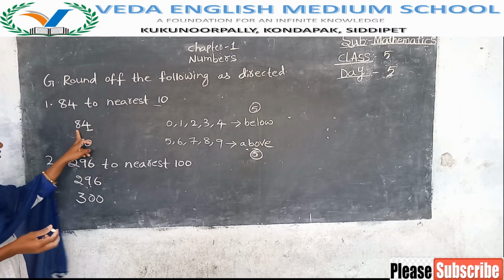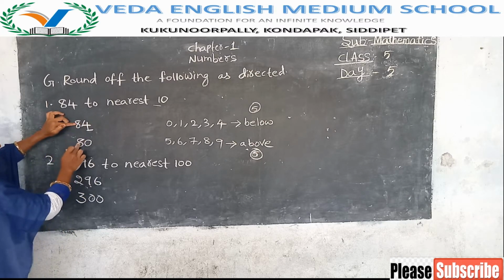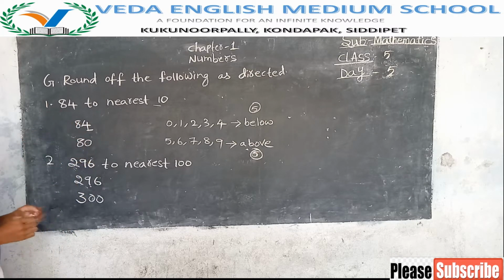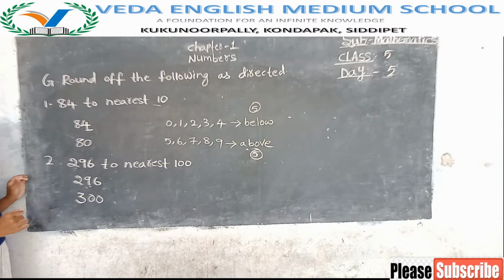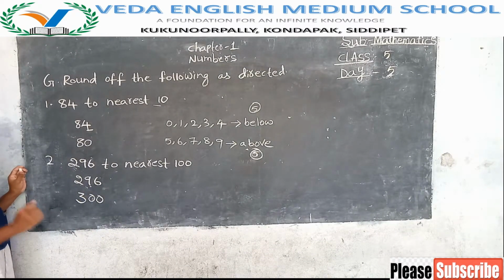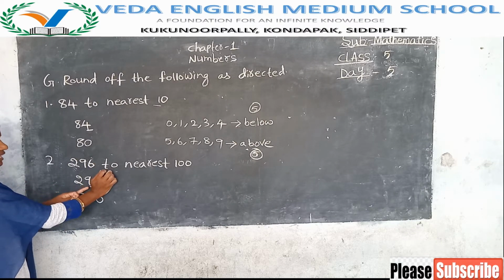If the number is below 5, then you don't increase the next number. You write the number as it is, but in the ones place you write 0. If the number is above 5, then you increase the next number by 1. Here they are asking for the nearest hundreds, so leave the ones place and check the tens place. In the tens place you have 9. 9 is above 5, so you increase the next number by 1, and in the remaining 2 places you write 0.